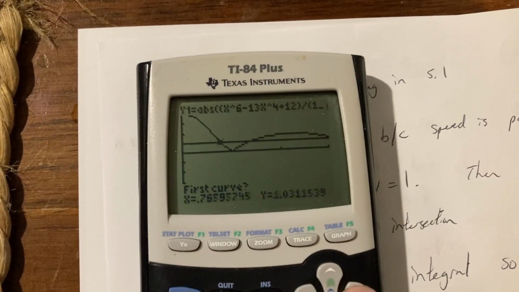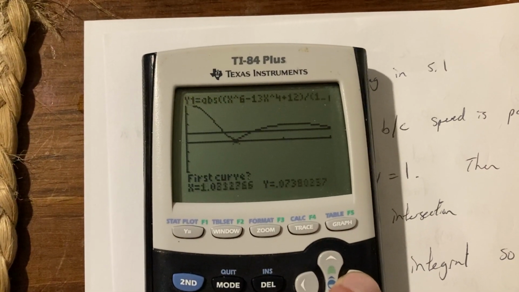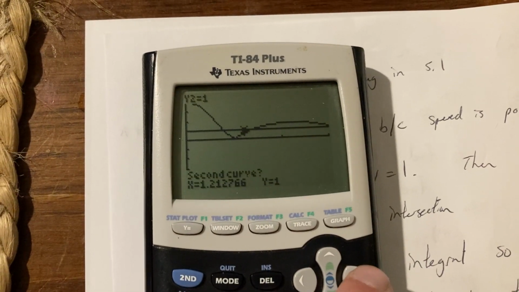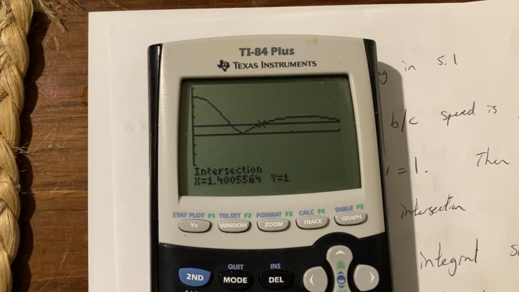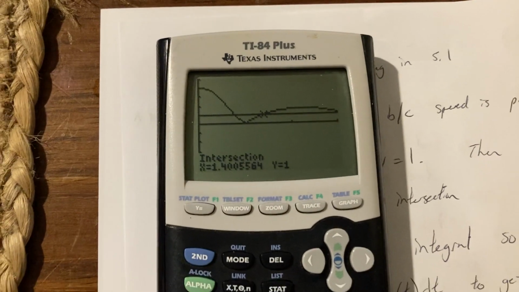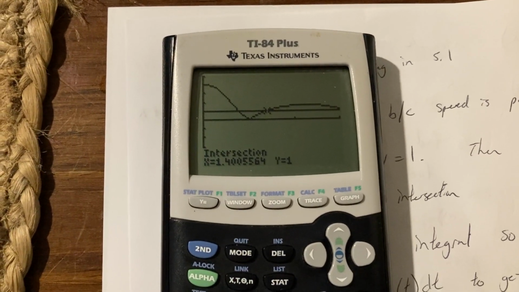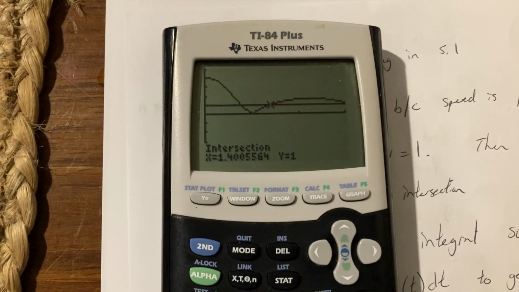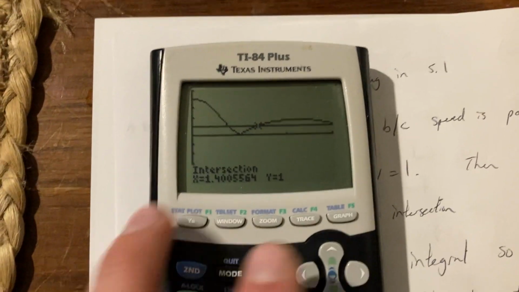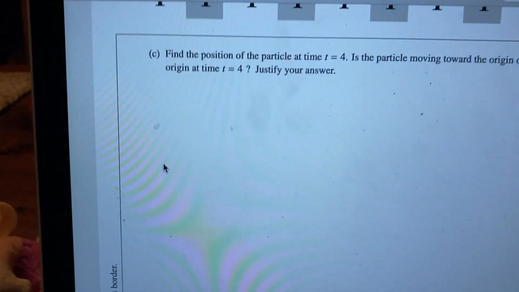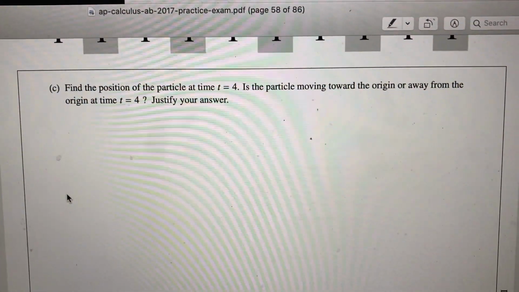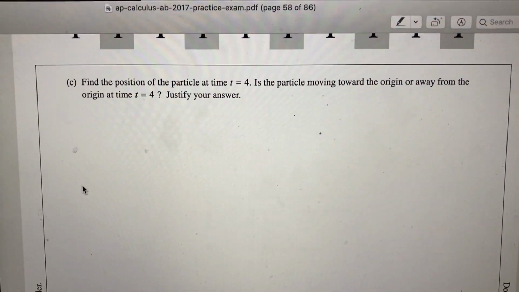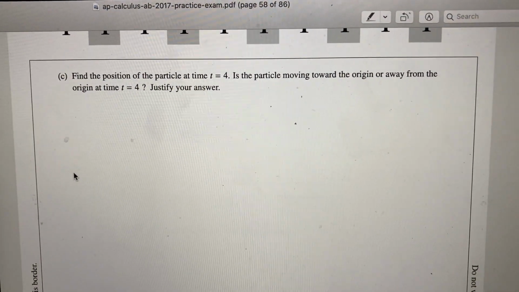I do the same thing to find the second one. So number 5, I want it about right here. Yep, that's my guess, 1.4. So there's B. Then I do letter C. Letter C says find the position of the particle at t equal 4. Is the particle moving toward the origin or away from the origin?